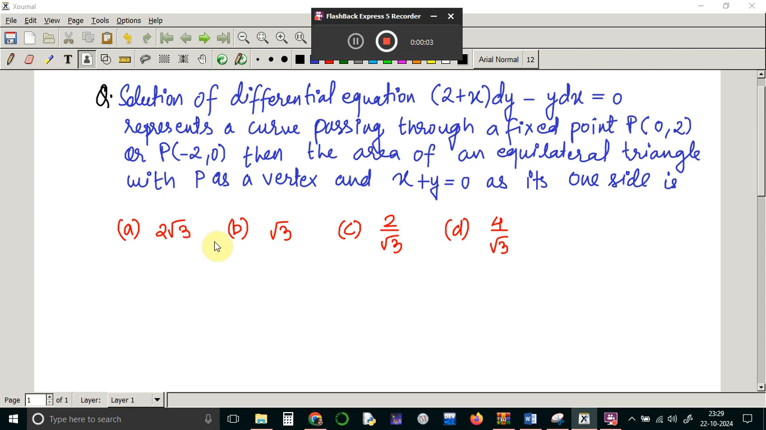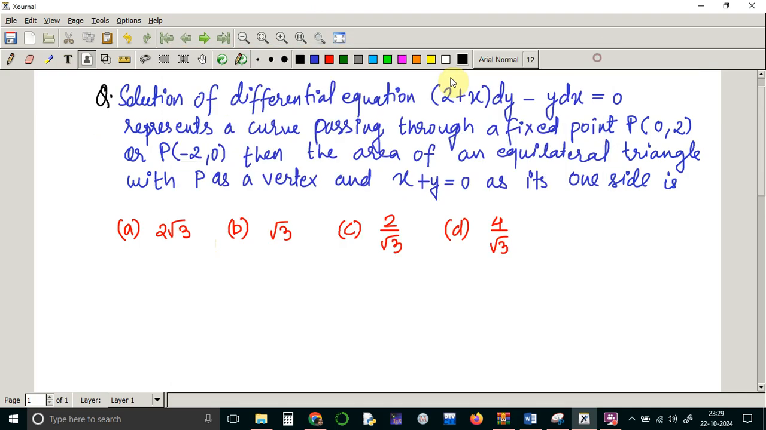Hello everyone, in this video we are solving this question from the topic of differential equations and its solution. So in this question we have to find the area of an equilateral triangle given that this is the differential equation and its solution represents a curve passing through a fixed point.